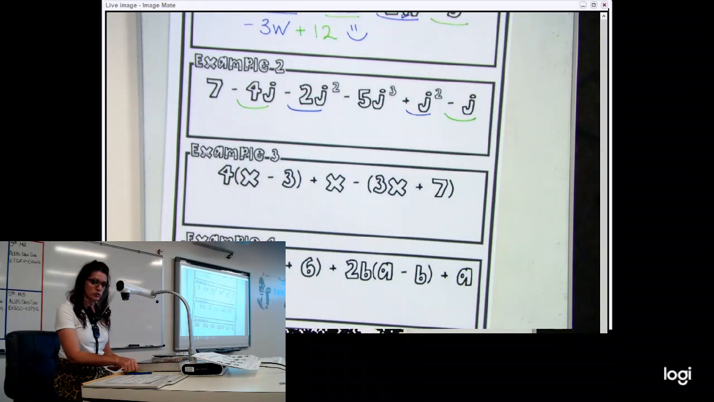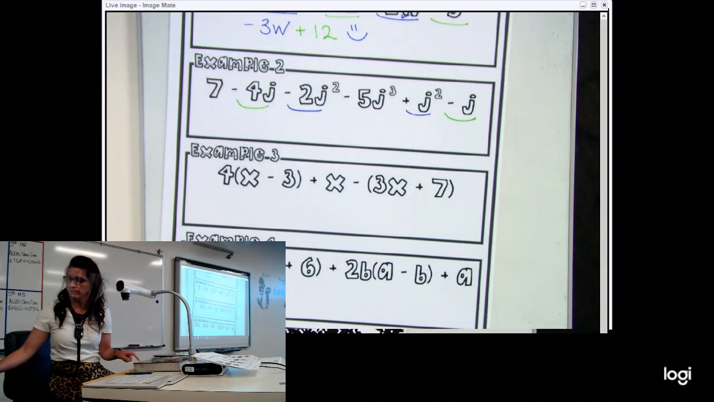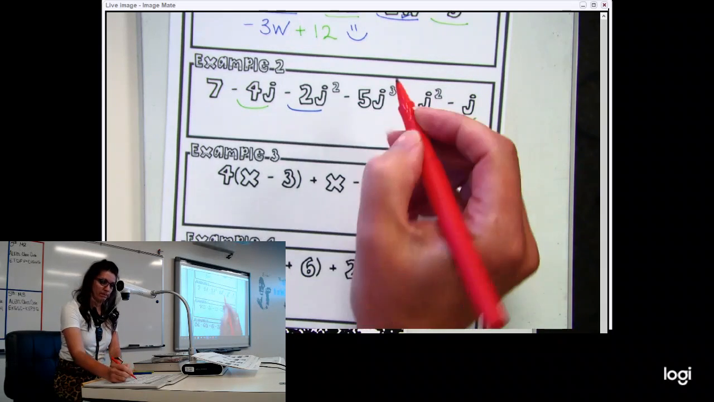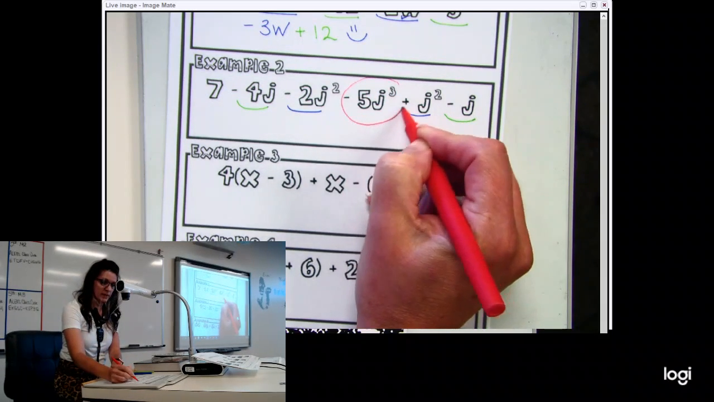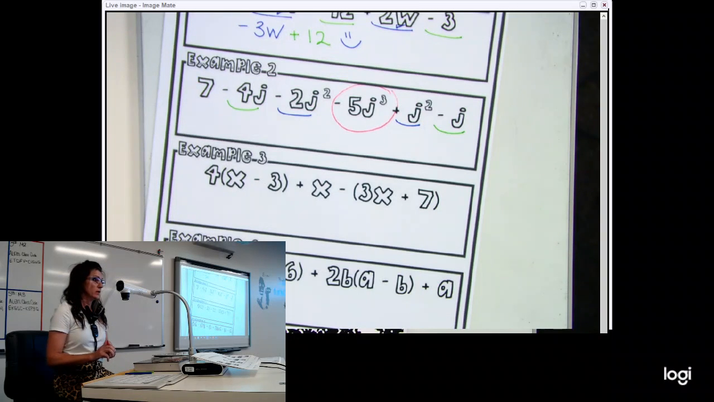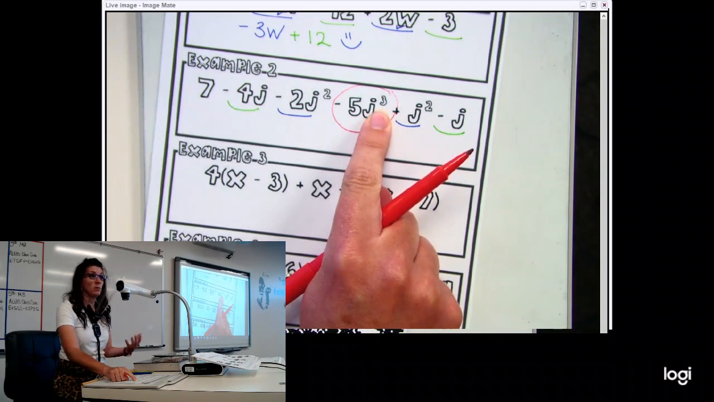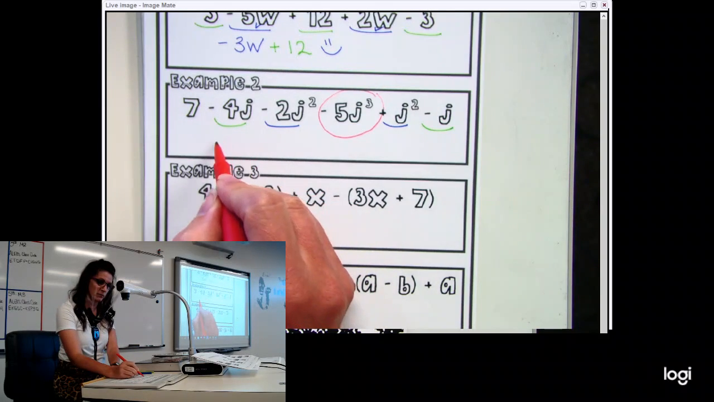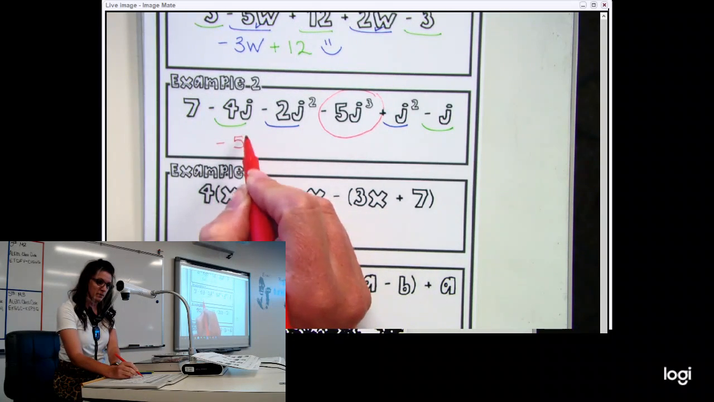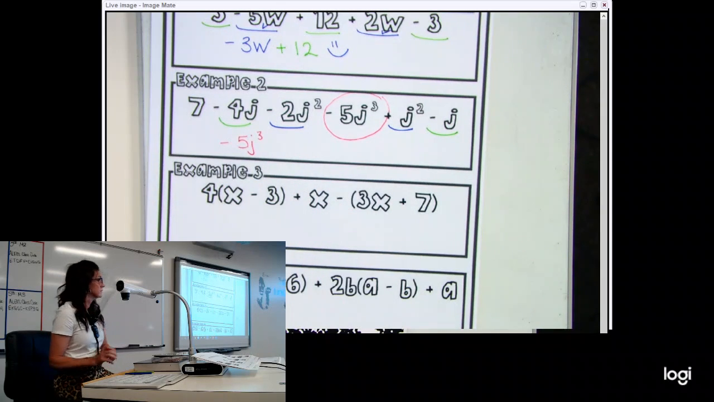Why am I going to choose this one first? Because it doesn't have a like term and it's not a constant. But what's its exponent? 3. Is that the highest exponent you see? That's why we want that one to go first. All right, and there's nothing to combine it with. Megan's right. So there it is. All right, what's the next highest exponent?